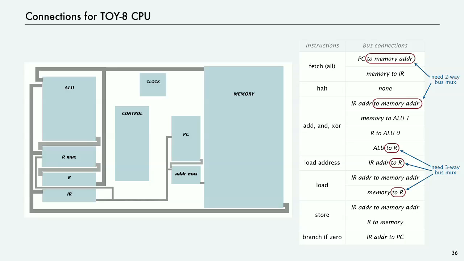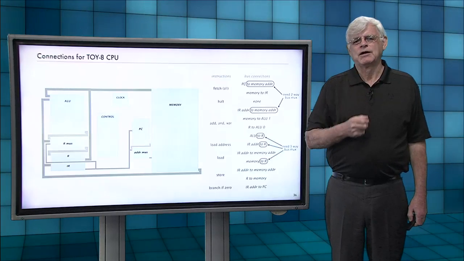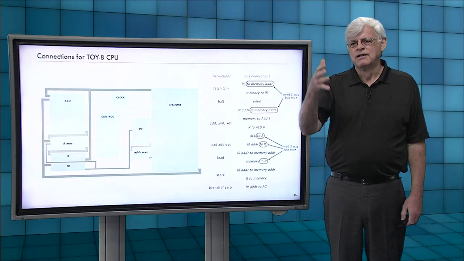And then the last one is branch on 0. In order to do that, we're going to have to get the address from the instruction register into the PC. And that's the input to the PC that we talked about when we did the PC. So that's all our bus connections for our entire TOY 8 computer.